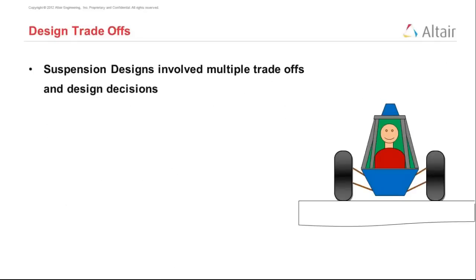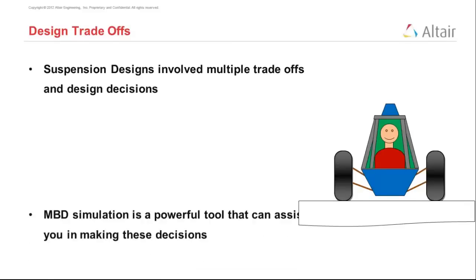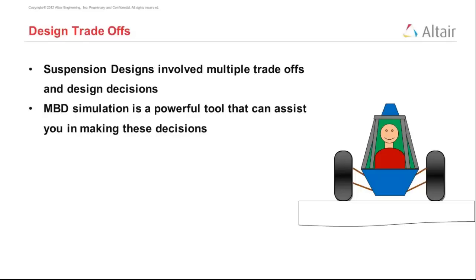This brings us to suspension design trade-offs. And this is where we're going to talk a lot about how one goes about designing a suspension using HyperWorks MED as a tool, MotionView and MotionSolve as a tool. Suspension design involves multiple trade-offs and design decisions. That means you have to make decisions about how you want your vehicle to handle. Based on that, your suspension design will change. There is no one good suspension design. Different requirements, different tracks, different types of cars, different types of drivers will require different types of setups of the suspension. MED simulation is a powerful tool that will assist you in making these decisions.